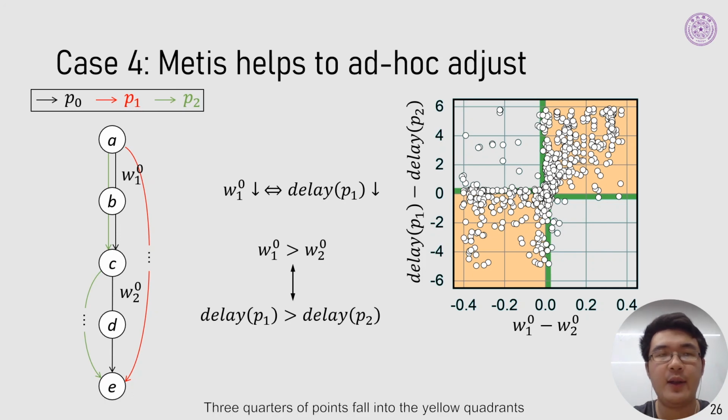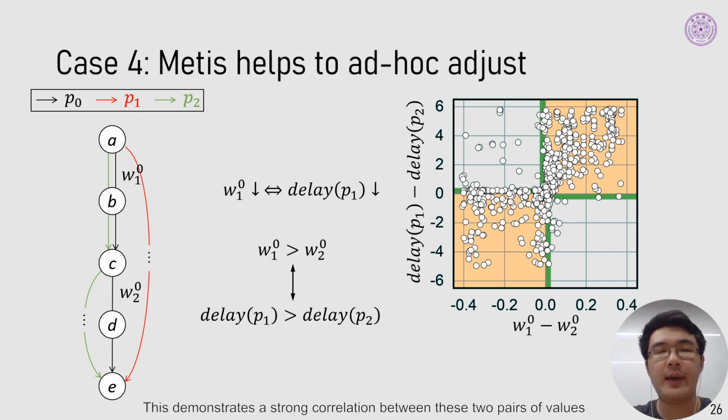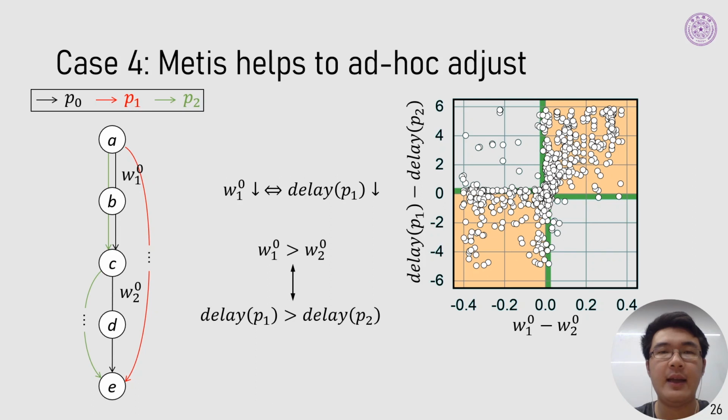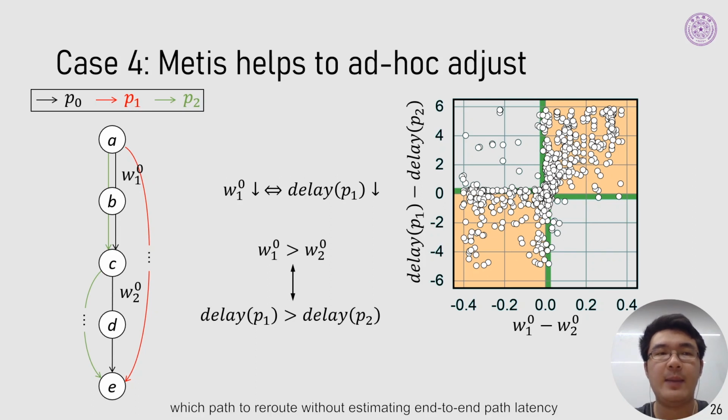3/4 of points fall into the yellow quadrants, with another 19% points shaded green very close to quadrants 1 and 3. This demonstrates a strong correlation between these two pairs of values. Thus, we provide an indicator for network operators to decide which path to reroute without estimating the end-to-end path latency.